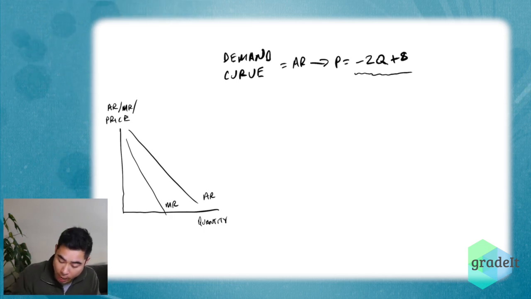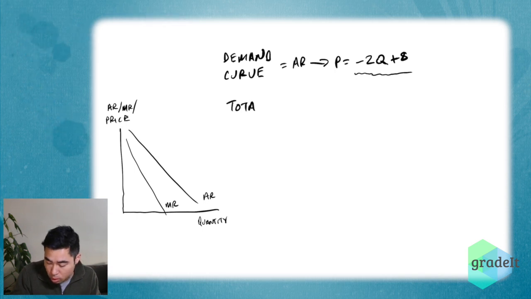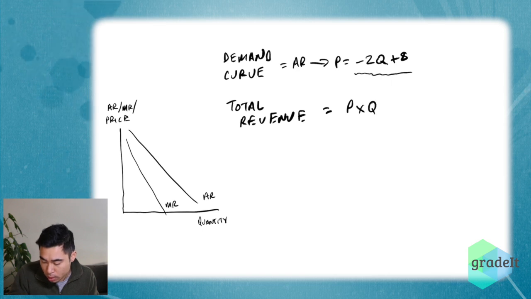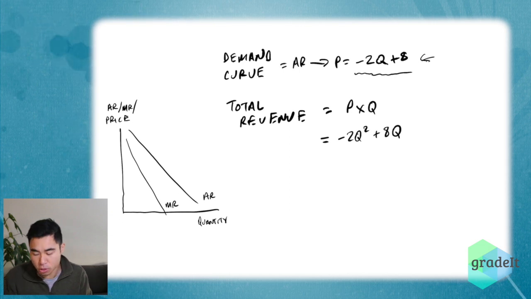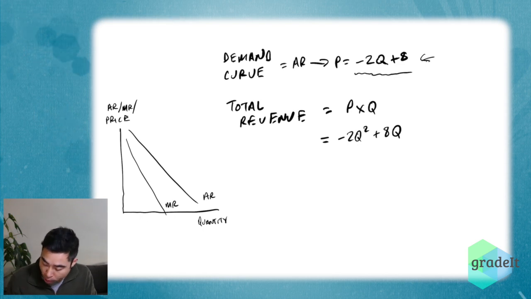We can now find our total revenue. And remember, total revenue equals price times quantity. Okay, but we already have an expression for our price. So if I multiply what I have up here through by Q, okay, so I get minus 2Q squared plus 8Q for our total revenue. And then if you think back to what we're looking at previously, our marginal revenue is just the first derivative of total revenue with respect to Q.